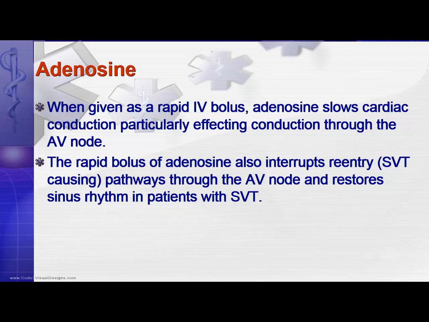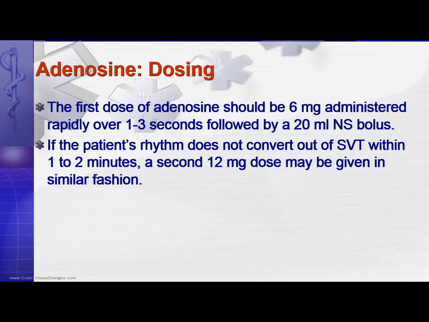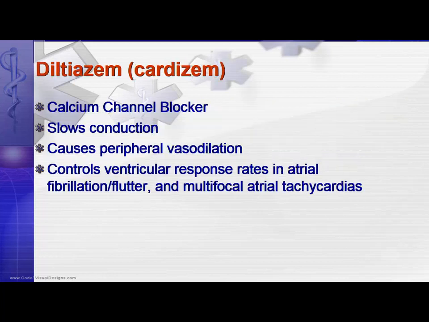Rapid bolus interrupts re-entry SVT pathways through the AV node and restores sinus rhythm in patients with SVT, allegedly. Okay? So we know that our first dose is 6 milligrams, followed by rapid IV push of 20 milliliters of normal saline. Then we can give an additional dosage of 12 within 1 to 2 minutes. Give it a little bit of time, but we know that it does have a very short half-life. So if it doesn't work within a minute or so, it's not going to work. So we can try an additional dose, and then we need to move forward to something else.